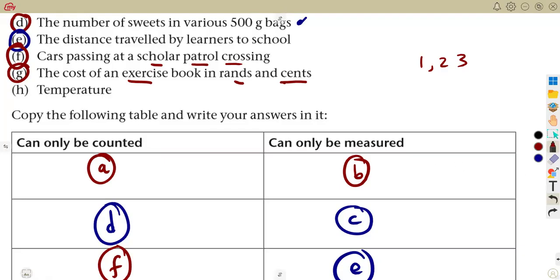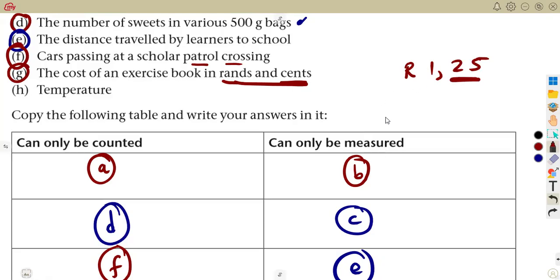But if the question was asking you about the number of the exercise books, how were you going to answer it? If the question was asking you about the number of exercise books, that one can be counted. But here they're not asking you about these books, no. They're asking you about the cost, the money in rands and cents, 1,25.